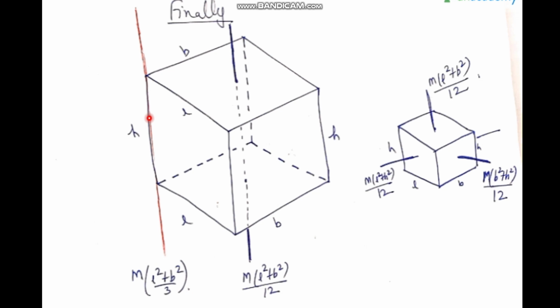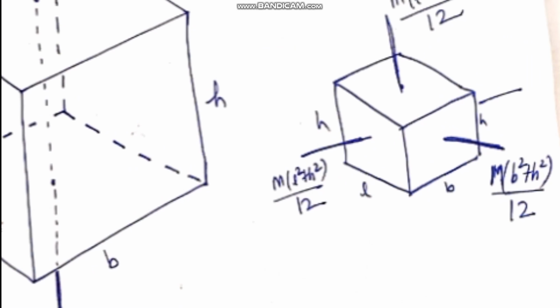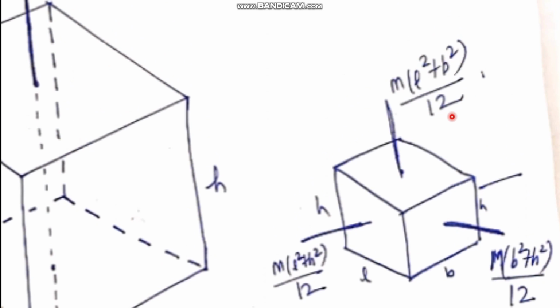Similarly, the moment of inertia of this box about this axis will be the same as the moment of inertia of a rectangular plate about an axis through the center and perpendicular to its plane, which we evaluated as m into L square plus b square by 12. So suppose we have a box like this, and I want to find the moment of inertia about this axis. It will not depend on H. So the answer will be m into L square plus b square by 12.